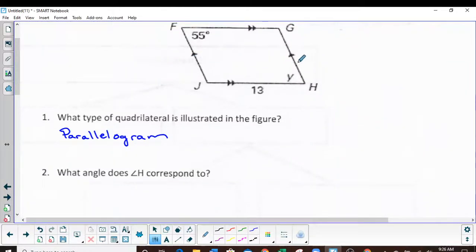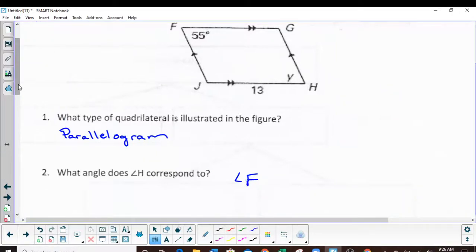If that side and that side were congruent, we'd have a little tally or tick marks, whatever you want to call them, on there. I'll show you that here shortly. So it says, what angle does angle H correspond to? Well, when we're talking about angle H here, we're corresponding, meaning opposite going here. It's kind of the matching angle, and it's going to be 55 degrees, but we'll put the angle H corresponds to angle F. Okay?